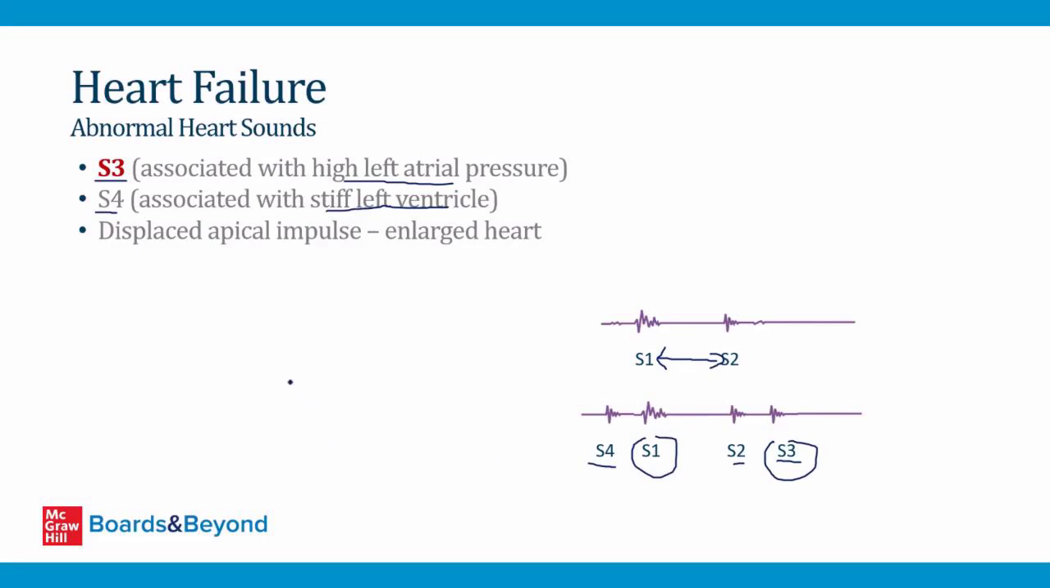And then besides the abnormal heart sounds, if the left ventricle is dilated, you can have displacement of the apical impulse. Normally, when you feel for the point of maximal impulse on the patient's chest, it should be in the fifth intercostal space in the mid-clavicular line, but it can move laterally in patients who have an enlarged left ventricle and an enlarged heart from left ventricular heart failure.